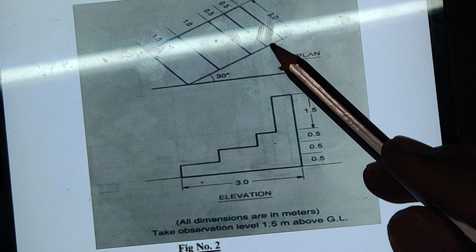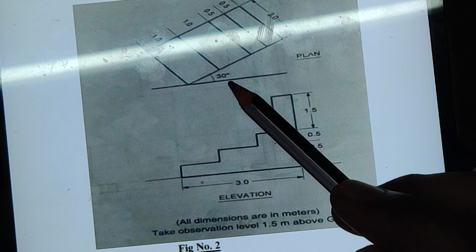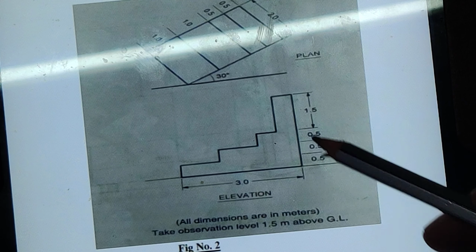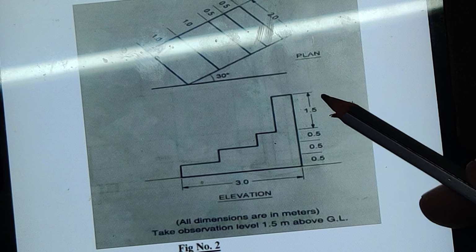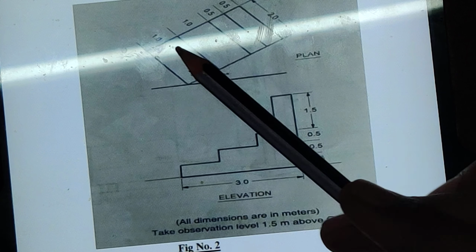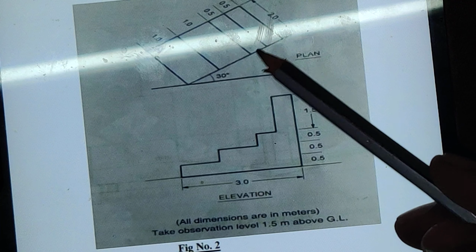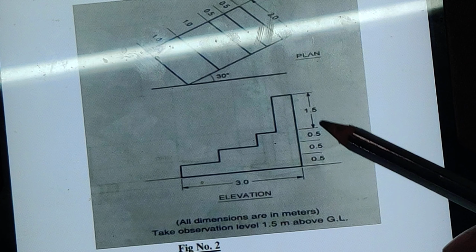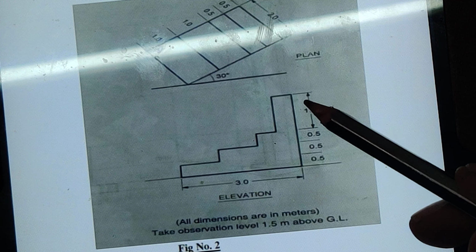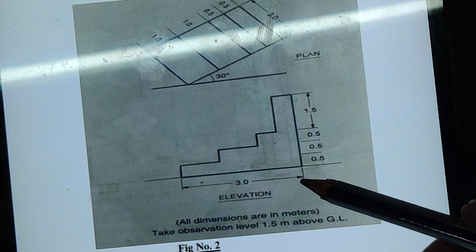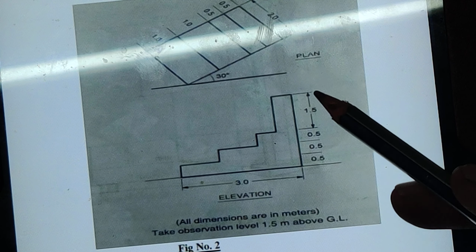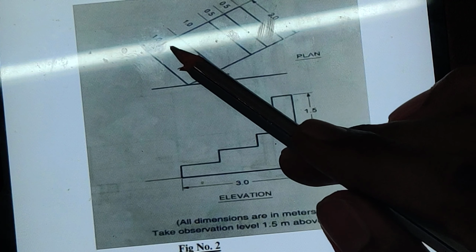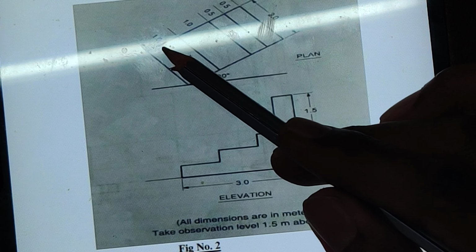Elevation and plan are given. This plan is at an angle of 30 degree with the picture plane. Please observe these dimensions and accordingly select a proper scale. Here, as you can see, 1 meter, 1 meter, 0.5. I will select a scale of 1:100. That means 1:100, this is how much? 1000 meter.